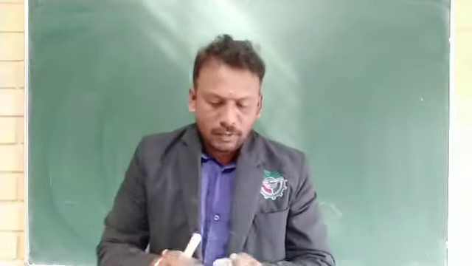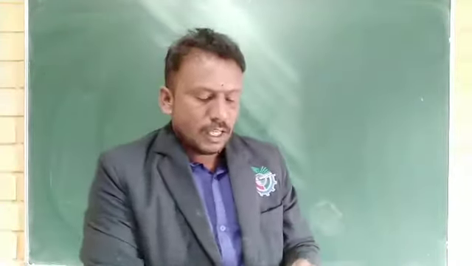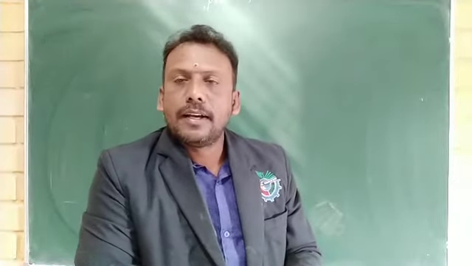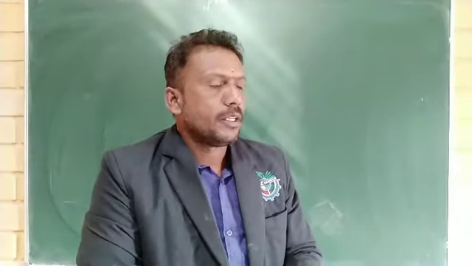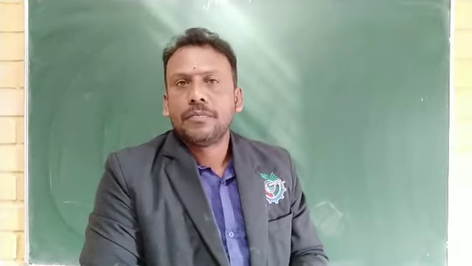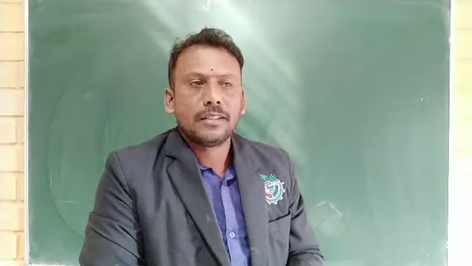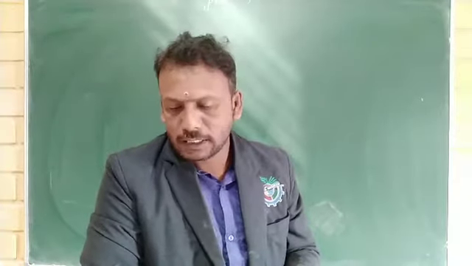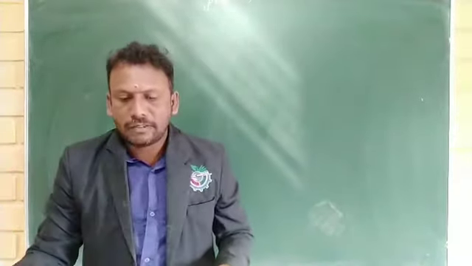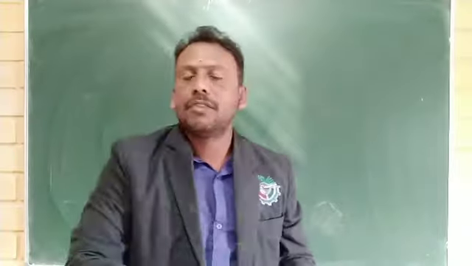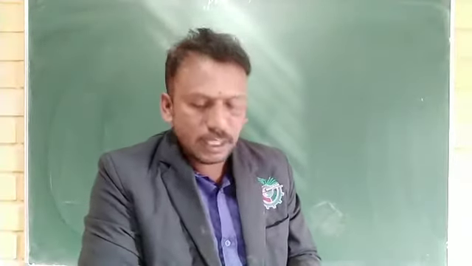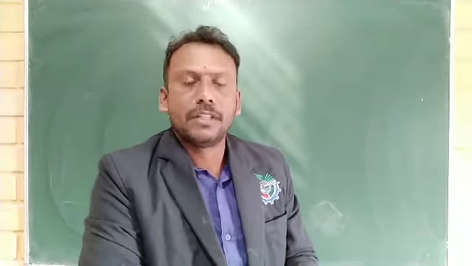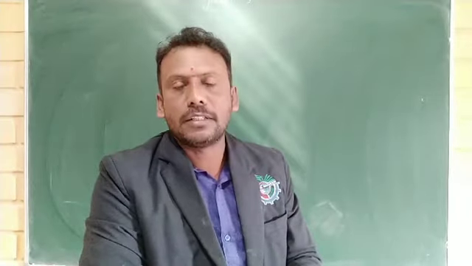Good morning, students. In the previous class, we discussed the relation between electric field and electric potential. That is, E is equal to minus dV divided by dx. Minus dV divided by dx is the potential gradient, and E is the electric field. That question is very, very important for annual examination.